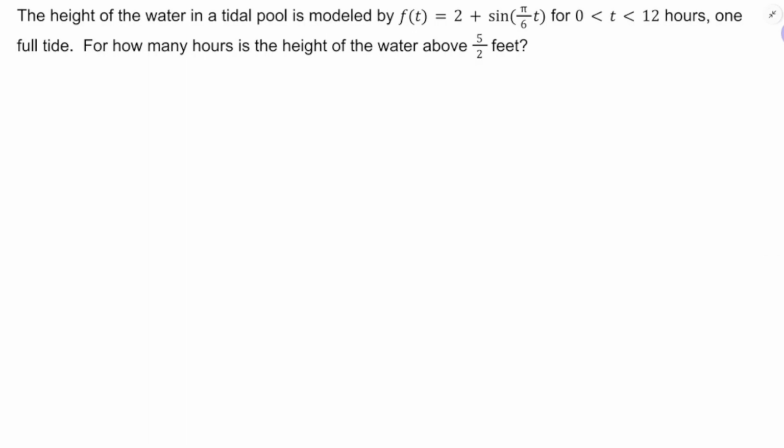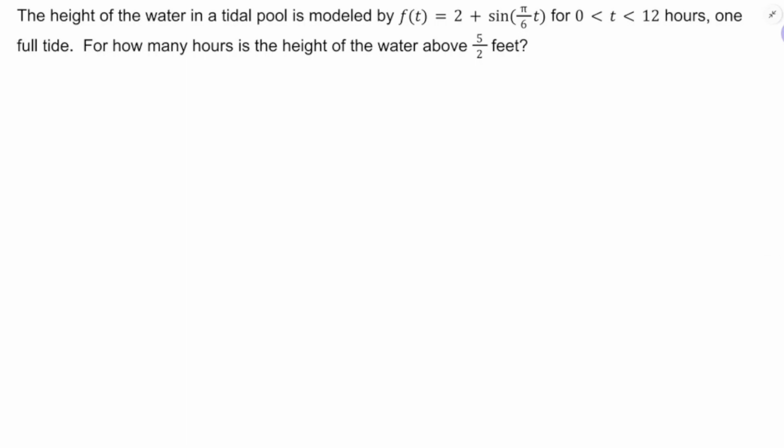Okay, now the last example I got for you in this video is kind of a contextual problem. We've got the height of a water in a tidal pool modeled by f of t, and so we're going to solve a little inequality with something going on the inside of sine. So we just need to be a little bit careful on this one, and what I'm going to suggest is that we just replace whatever's on the inside of sine with like theta for this type of problem.